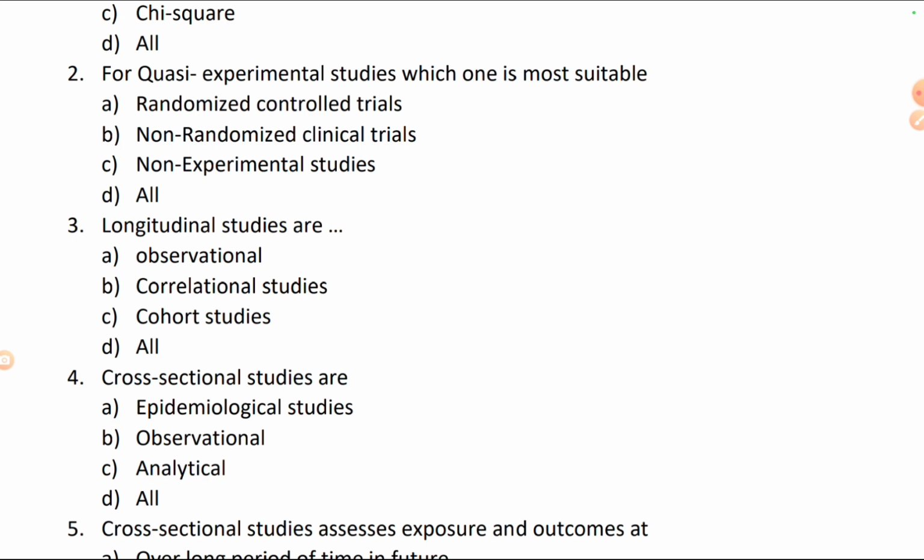Longitudinal studies are option A, observational. Option B, correlational. Option C, cohort studies. And option D, all. The answer is option D, all.